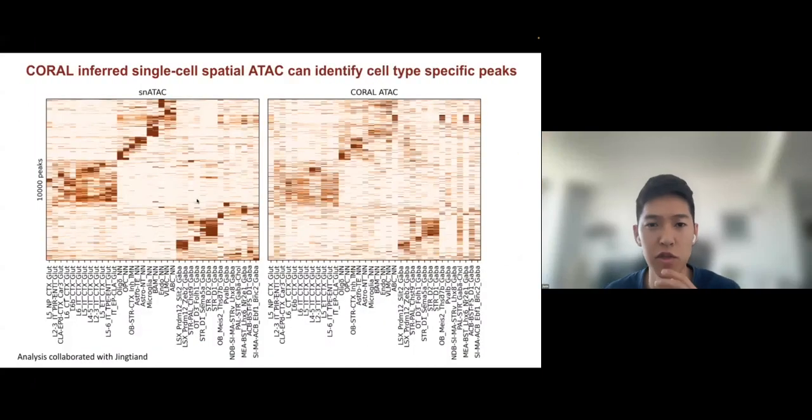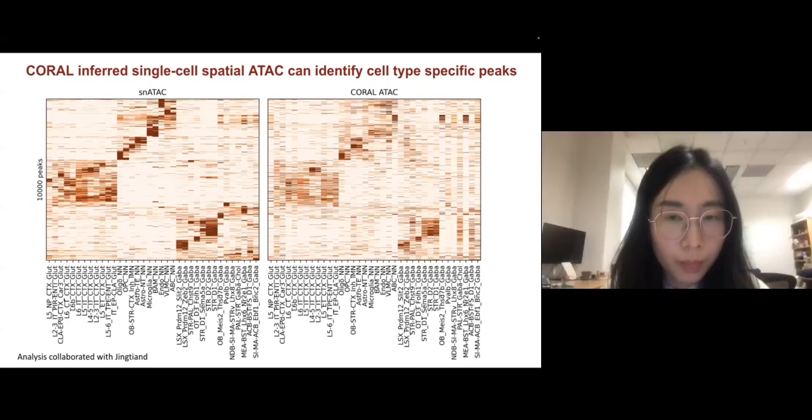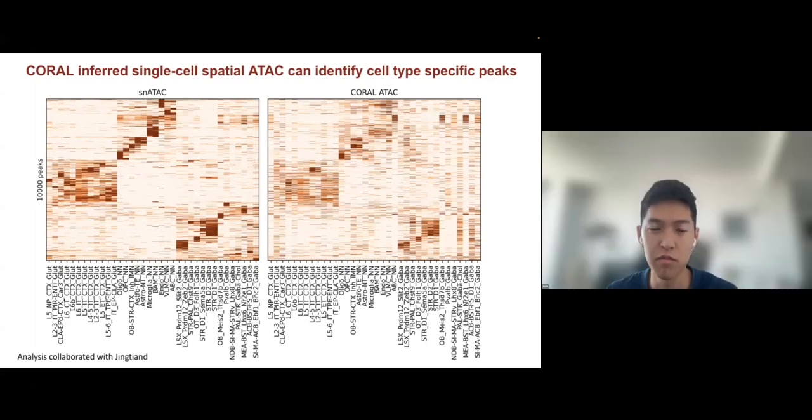So when you say integrating with CORAL, these are two data slices that actually weren't from the same sample. Is that correct?